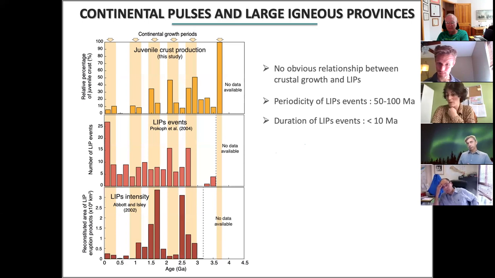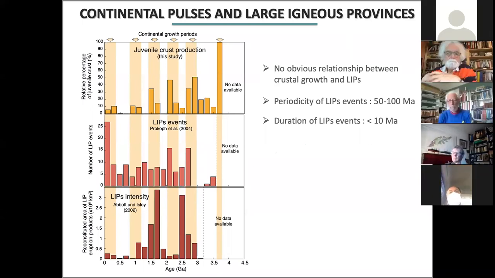So there is always a difference, and it's normal because the crust is a mixture between old reworked material and something that is juvenile, so by definition an age of 0. So the model age is always older than the deposition age.